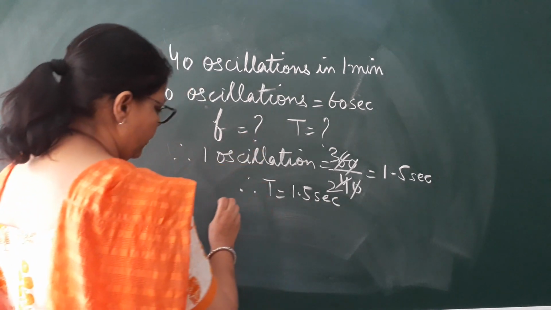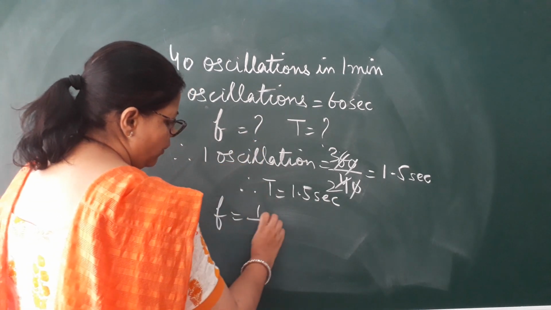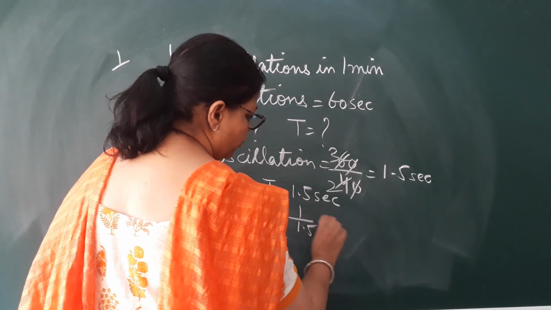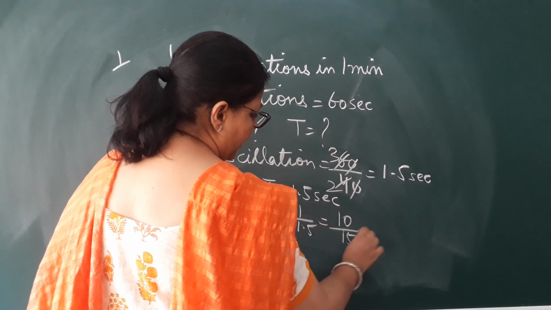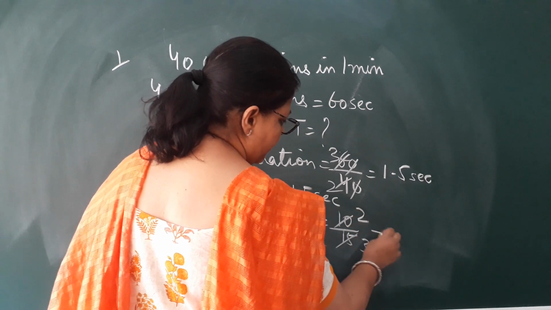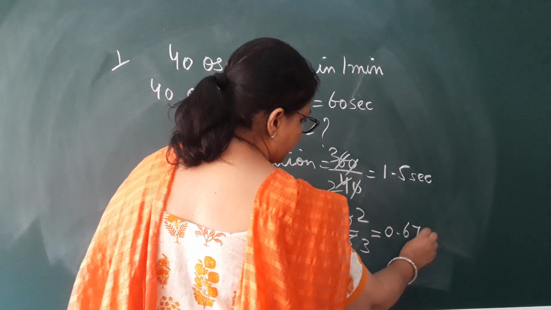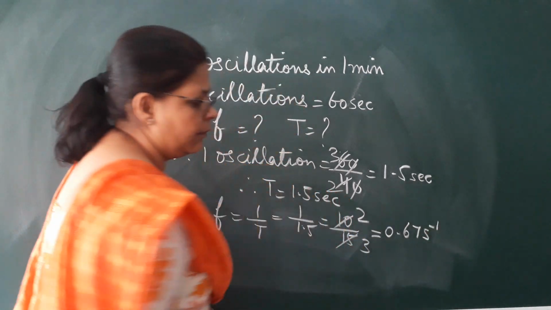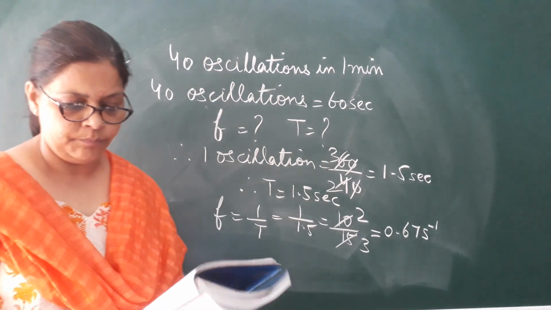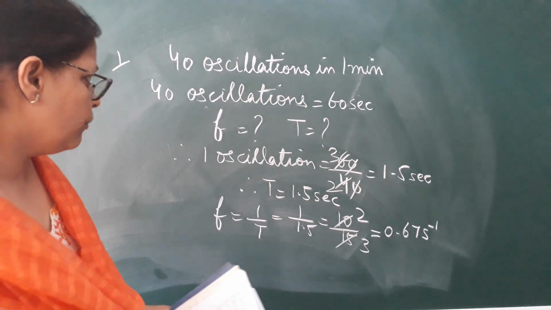Now, we move on to frequency. Frequency is 1 upon time period. So, let's put the value, that is 1 upon 1.5, that is going to be 10 by 15, and it cuts by 5, so that is 2 by 3, that comes to 0.667 per second. Per second is the unit for frequency. So, this is numerical 1. Now, we move on to the second numerical.